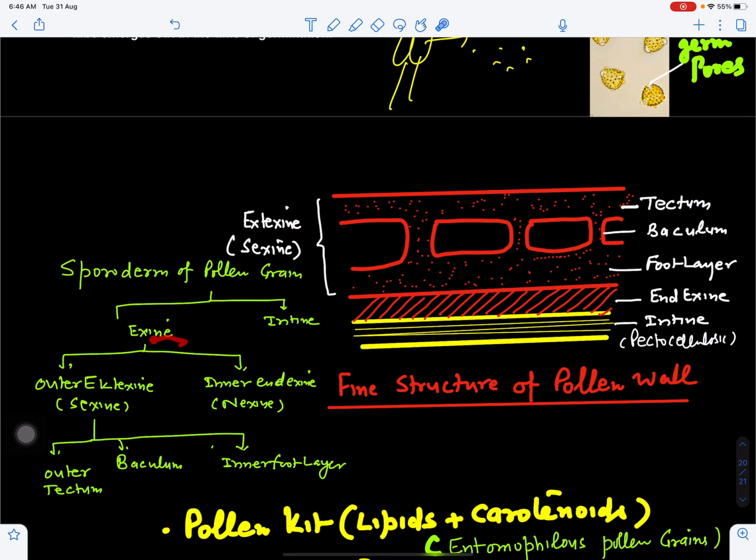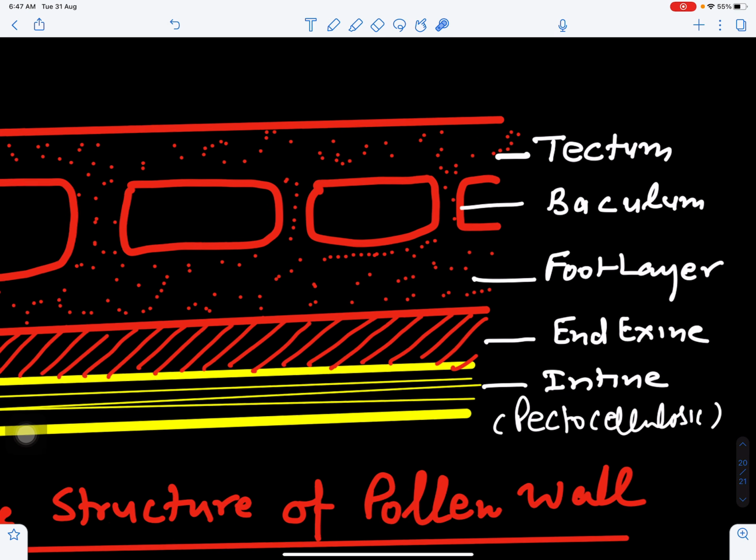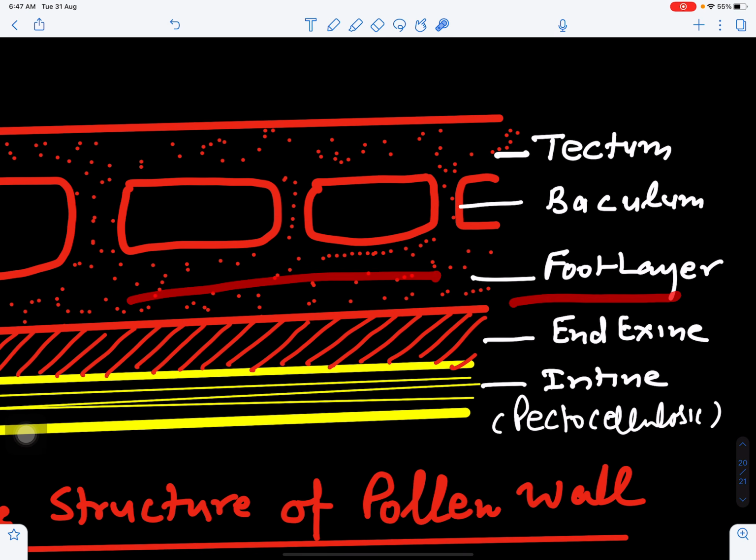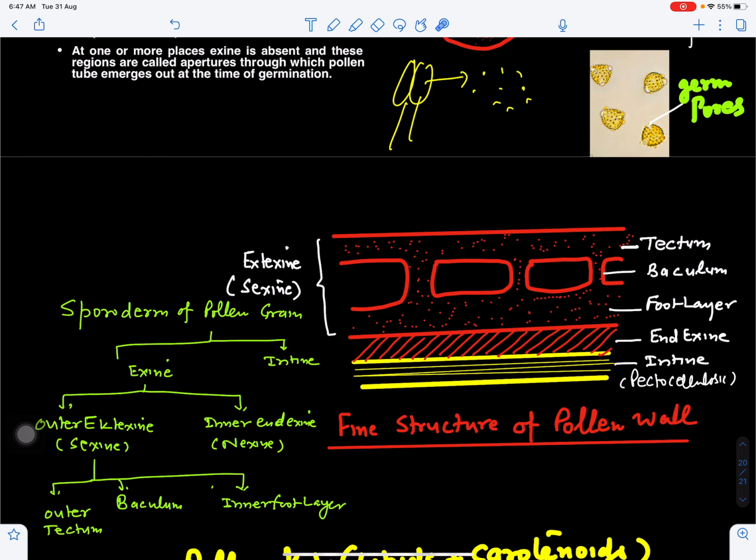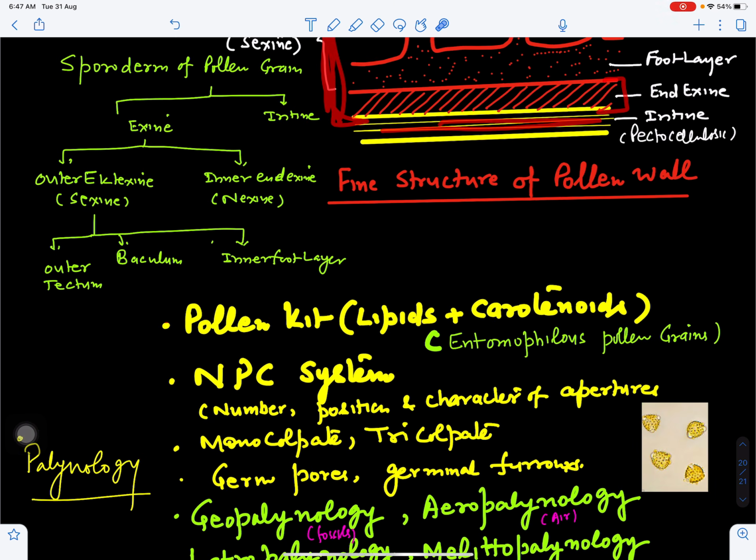Now we can see here exine, intine. Exine has outer exine and inner exine. This is also called as sexine and nexine. Now this outer exine region is made up of a foot layer. This is the foot layer. These are rod-shaped baculum, and this is called as tectum. This may not be continuous. Here it is shown continuous, but this may not be continuous. So this is made up of outer tectum, baculum, and inner foot layer. So this is exine, this is the intine part, and this is also called as sporoderm of the pollen grain, that is exine or outer covering of the pollen grain.